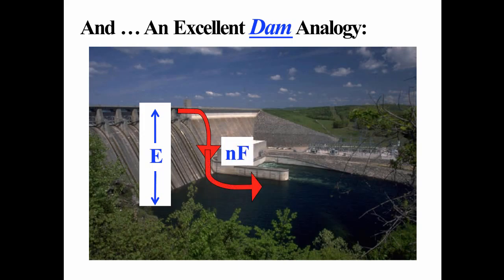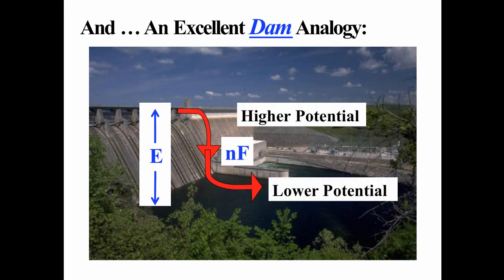And then the flow of water over the dam is analogous to the flow of electrons through an electrochemical cell or in a reaction, and the amount of electrons that flow is a product of the number of moles of electrons and the Faraday constant, which is the charge of 1 mole of electrons. So there's higher and lower potential. The electrons flow from high to low potential. And if we have more electrons flowing, then we have a larger current. So that's an analogy we often use.